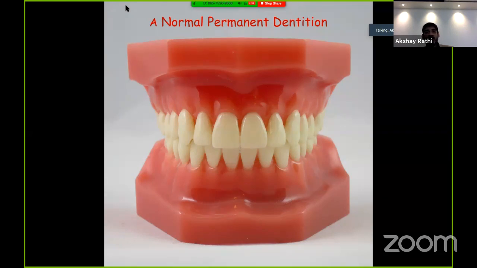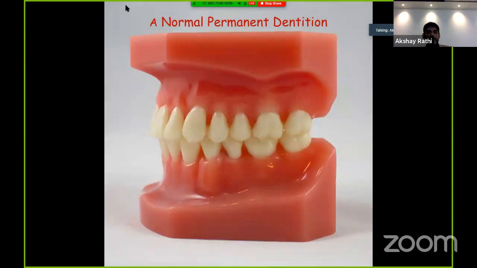This looks like a normal permanent dentition. But how do I convey this? How do I say that this incisor is placed in a proper position, this molar is placed in a proper position, this canine is best suited for canine guidance as well as aesthetics and posterior disclusion? I cannot just give a visual clue and say that this is what normality is. I have to define it further.